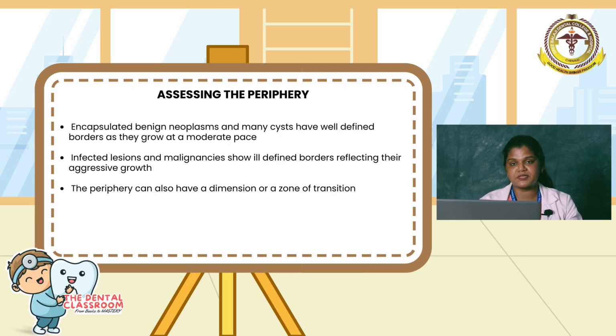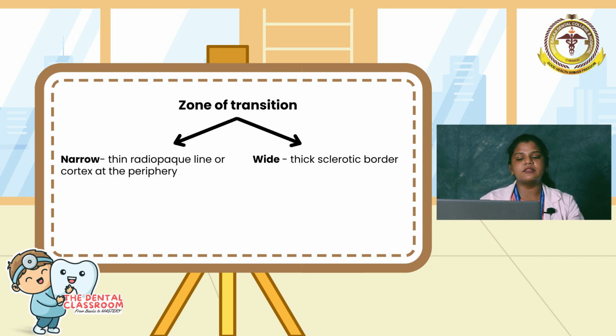Next comes the assessment of periphery. Encapsulated benign neoplasms and many cysts have well-defined borders as they grow at a moderate pace. Infected lesions and malignancies show ill-defined borders because they are reflecting their aggressive growth. The periphery can also have a dimension or a zone of transition. The zone of transition can be divided into narrow and wide. In case of narrow, it appears as a thin radiopaque line or cortex at the periphery, and a wider zone gives a thick sclerotic border.